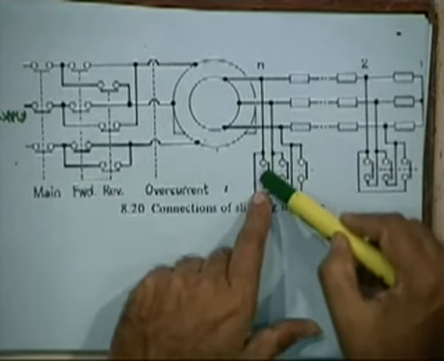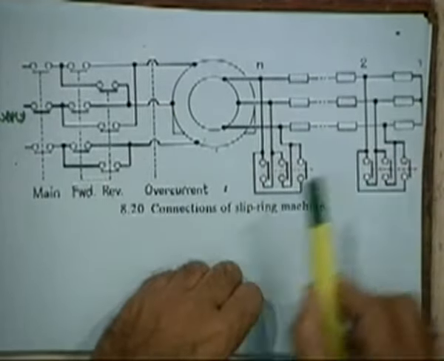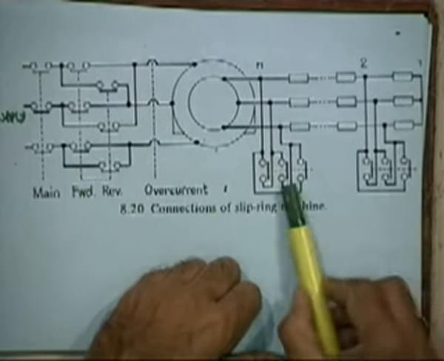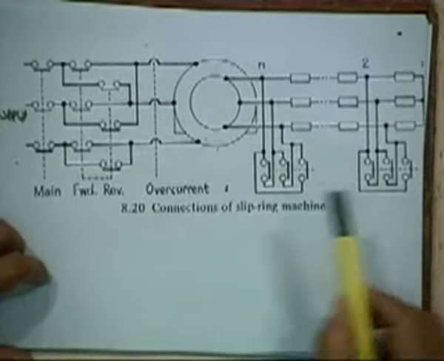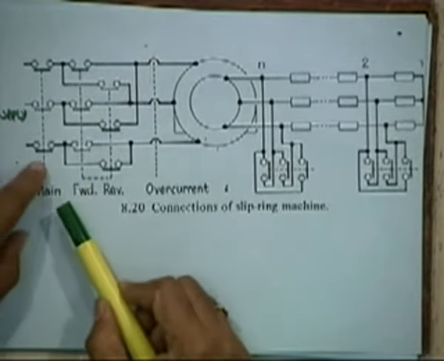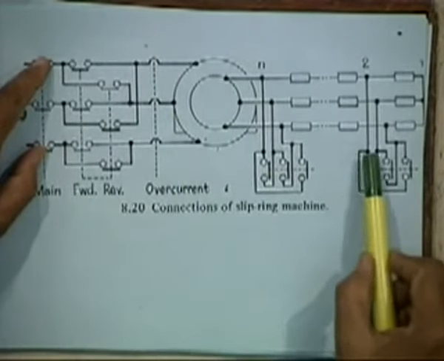Next you close this, only this is shorted. So this way you have a graded starting by cutting off resistors by suitably closing the contactors. Okay, here. Then you can also, of course, have you start like this. This is the main. If you close this, the motor starts, and then you start this.